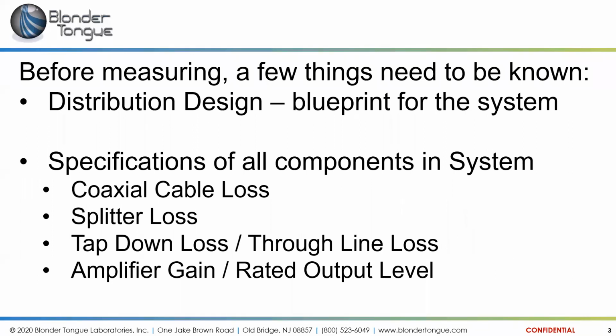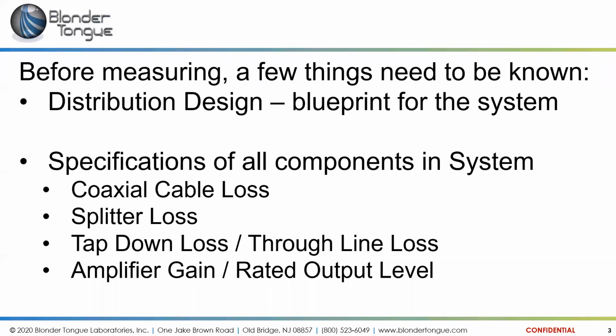First of all, we need to know the distribution layout. We need to have a distribution design on hand with the system laid out, telling us what equipment is in place, what level readings should be, so we have something to compare to. That's basically a blueprint for our system. Whether we're building the system or troubleshooting the system, we need something to follow to be able to properly take measurements and compare them to what should be, so that we know if we're getting good readings or not.